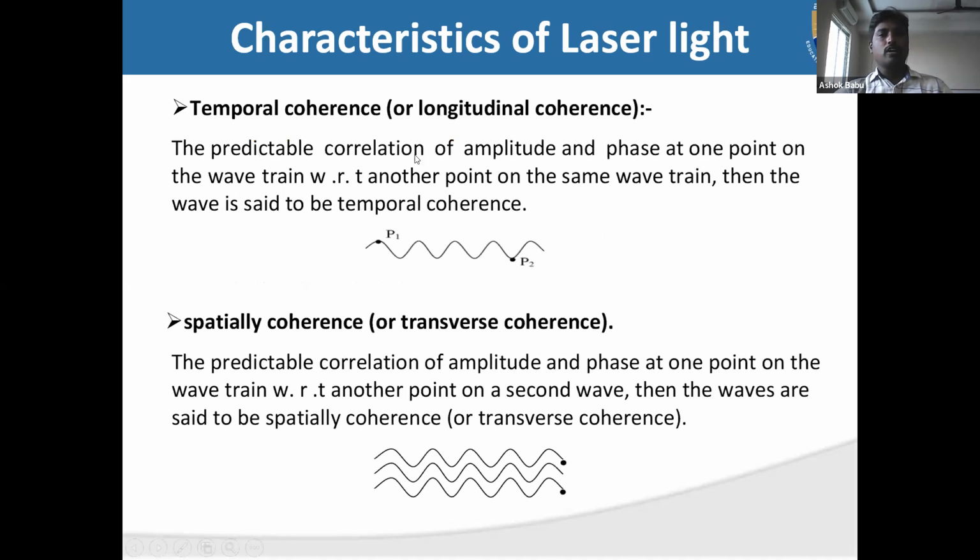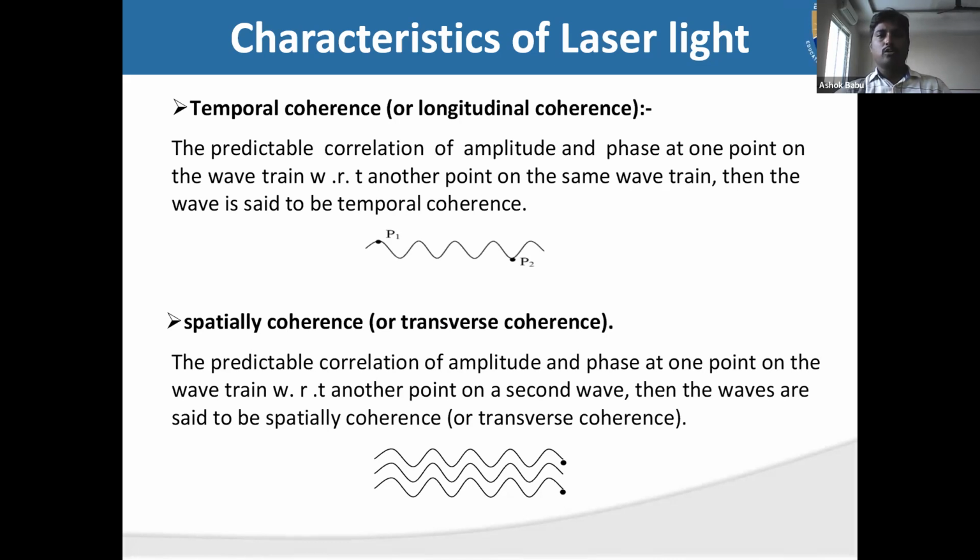The predictable correlation of amplitude and phase at one point on the wave train with respect to another point in the same wave train is called temporal coherence. The same thing happening between different waves is called transversal coherence: the predictable correlation of amplitude and phase at one point with respect to another point on a second wave. If it happens in the same wave it is temporal; if it happens in another wave it is spatial coherence. Try to observe the difference between longitudinal and transversal coherence, that is, temporal and spatial coherence.